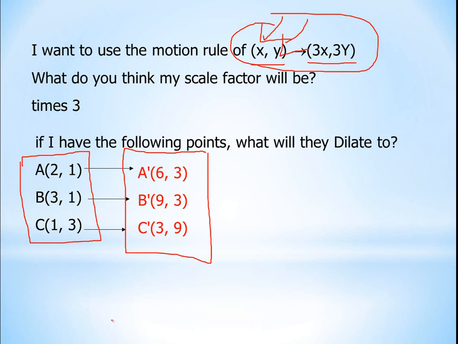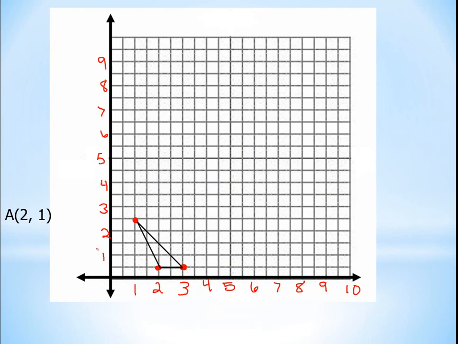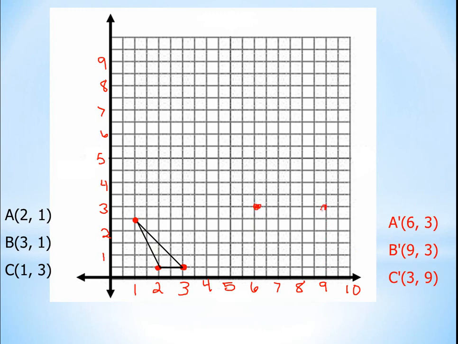So if I took this shape and plotted the points, and I took this shape and plotted the points, what do you think you will tell me about these two shapes? Well, let's look. My first shape is already drawn for you, and it's a triangle. So I'm going to draw the next 3 that we got, the A prime, the B prime, and the C prime. A prime was 6, 3, which will be there. B prime was 9, 3, which will be there. And then C prime was 3, 9, which will be there.